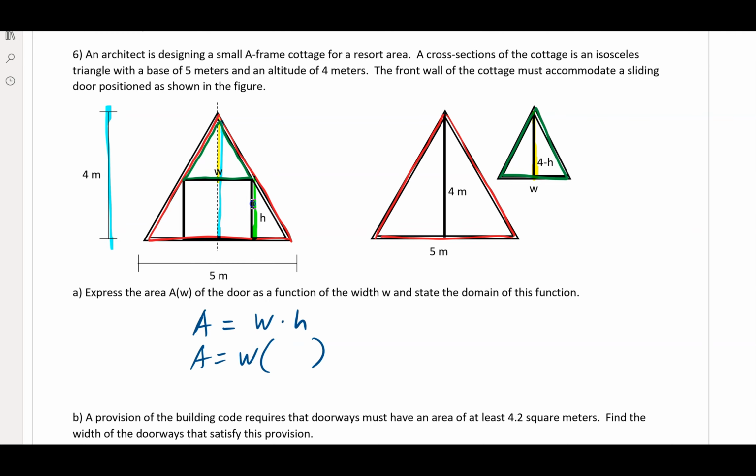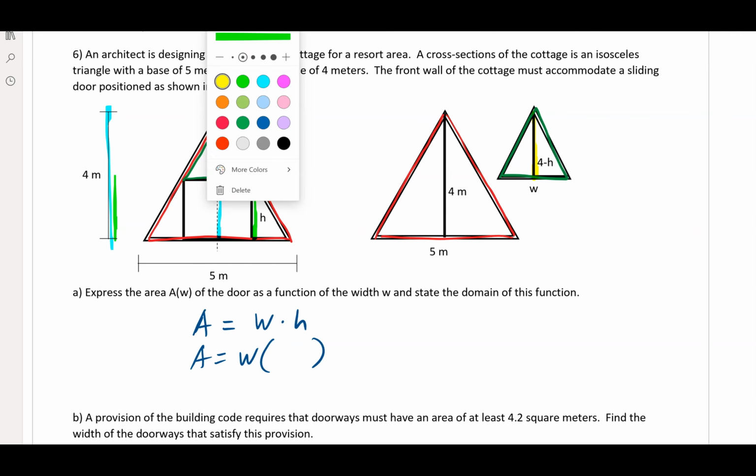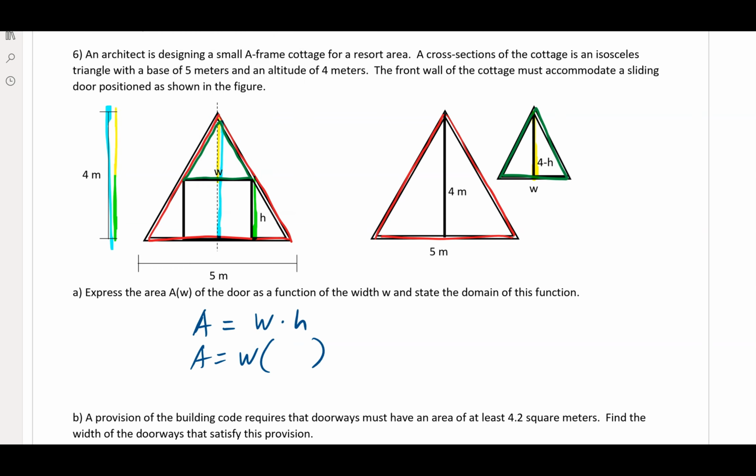H is here, and this is the one we want, the yellow. And so you can see that this would be 4 take away H. So 4 take away the H gives us 4 minus H. And we get these two triangles. Once you have that, that is the hardest part. Everything else from here is coasting.